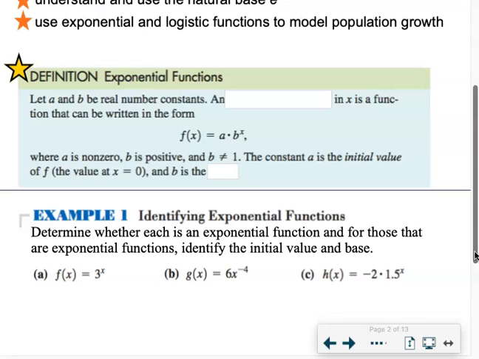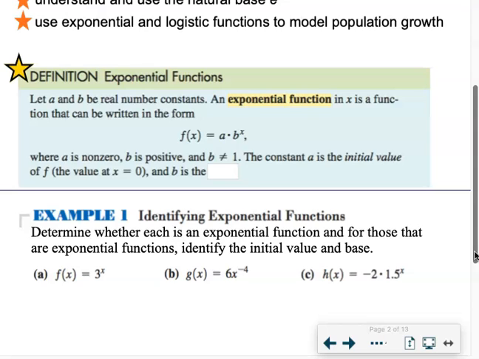Exponential functions. Let a and b be real number constants. An exponential function in x is a function that can be written in the form f(x) = a·b^x. Now, notice where the variable is at. It is an exponent, so it's called an exponential function. And I know that kind of seems like a duh moment, but in a little bit they're going to ask us to identify these. And we have to know whether or not they are exponential functions or not.